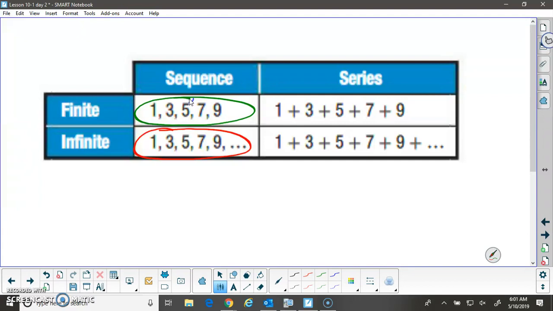Then if you look off to the right, you can see this represents a finite series. A series is not a list of numbers separated by a comma, but a list of numbers separated by an operation. And then down below, this would represent an infinite series, which is a list of numbers separated by an operation, and it goes on forever.